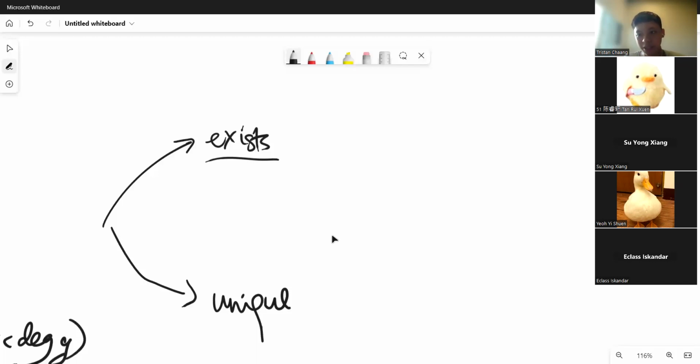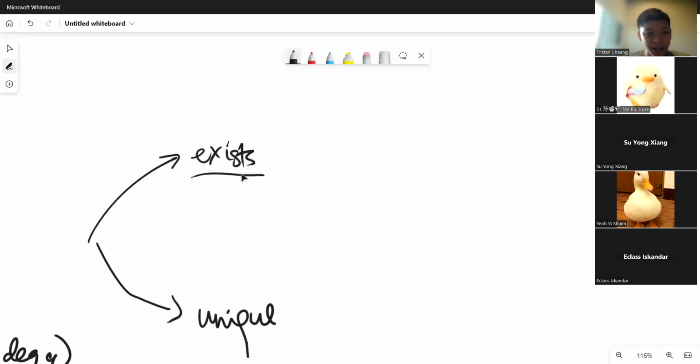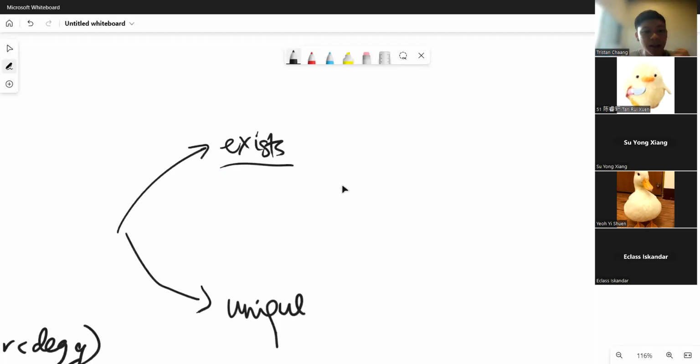I'm just gonna skip a few proofs for this class because first of all, you can read it after the class ends, and second of all, we might not have enough time. So I proved existence using induction, but on the degree of the polynomial. I think it's on the degree of G, or on the degree of F apparently.